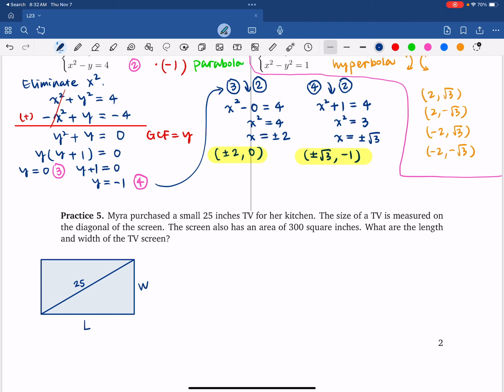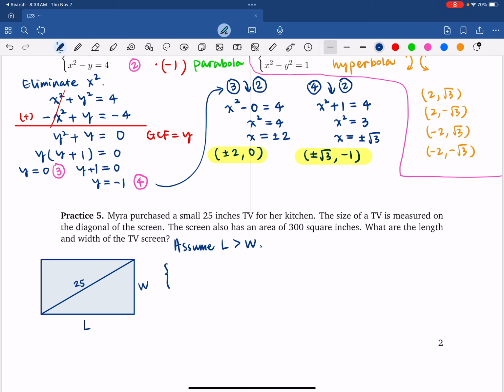So I'm going to measure that. I'm going to assume that the length is greater than the width. But it is also possible that the length could be less than the width. But for this one, just for simplicity, we're going to assume the length is greater than the width. And then we're going to create our equations. Since we have 2 variables, we need 2 equations.